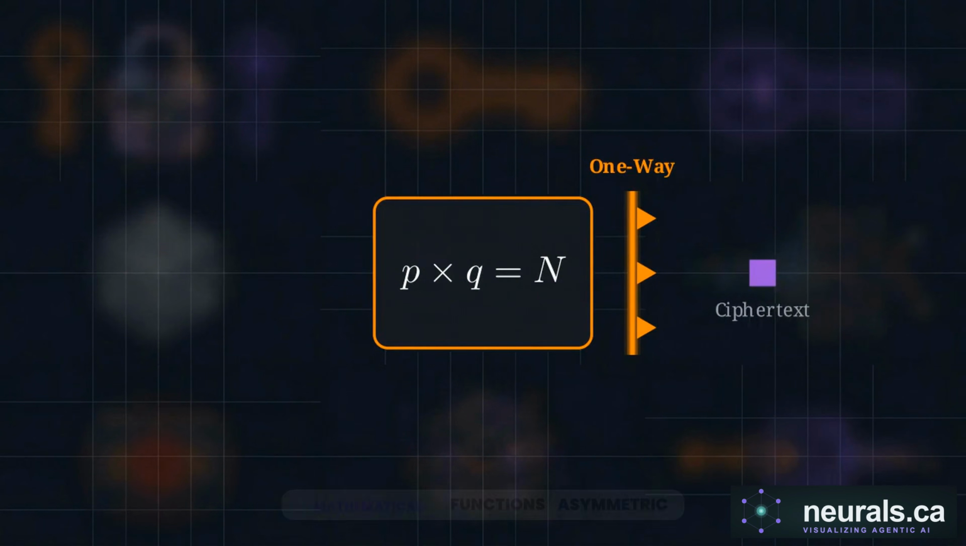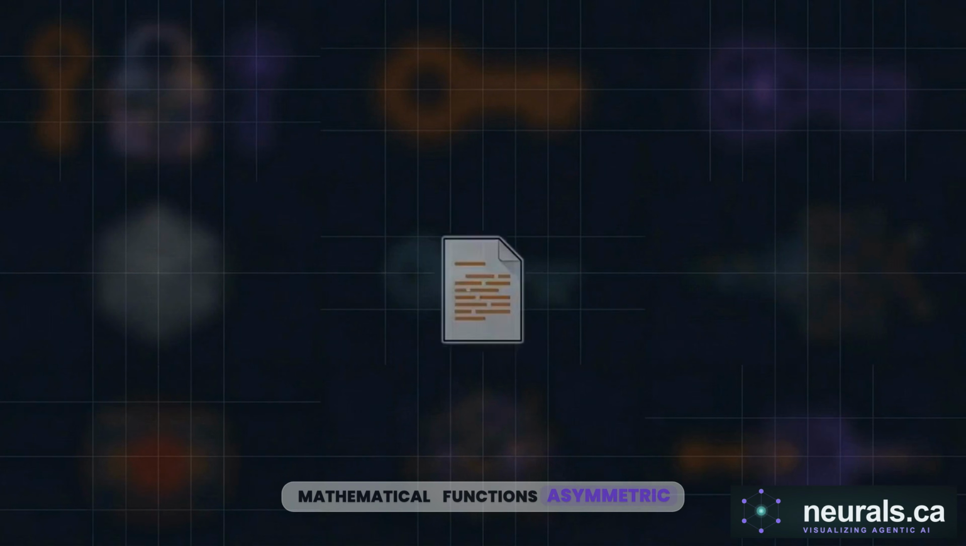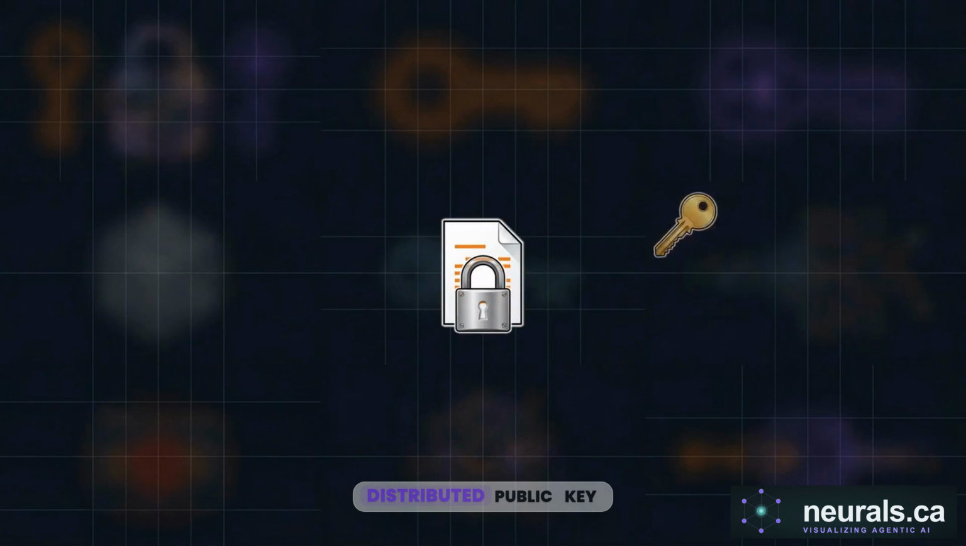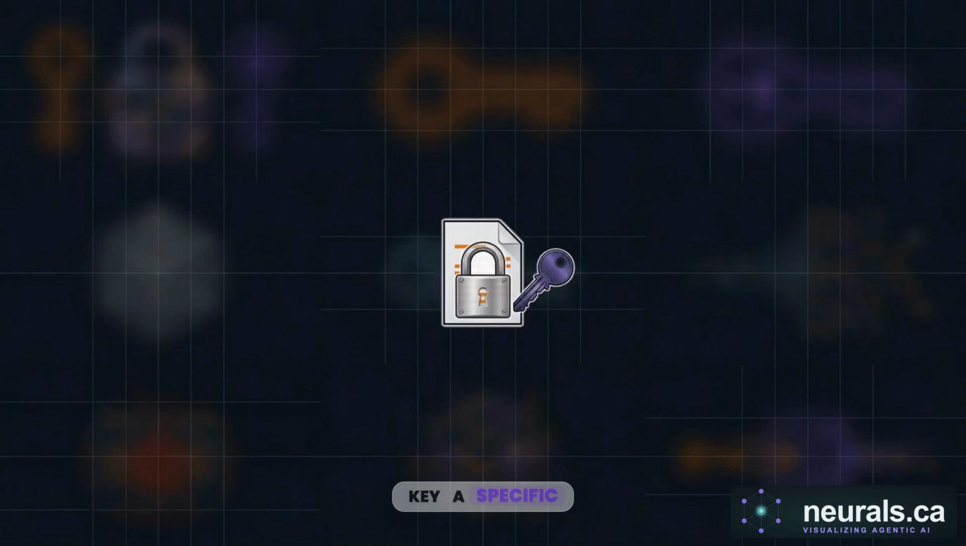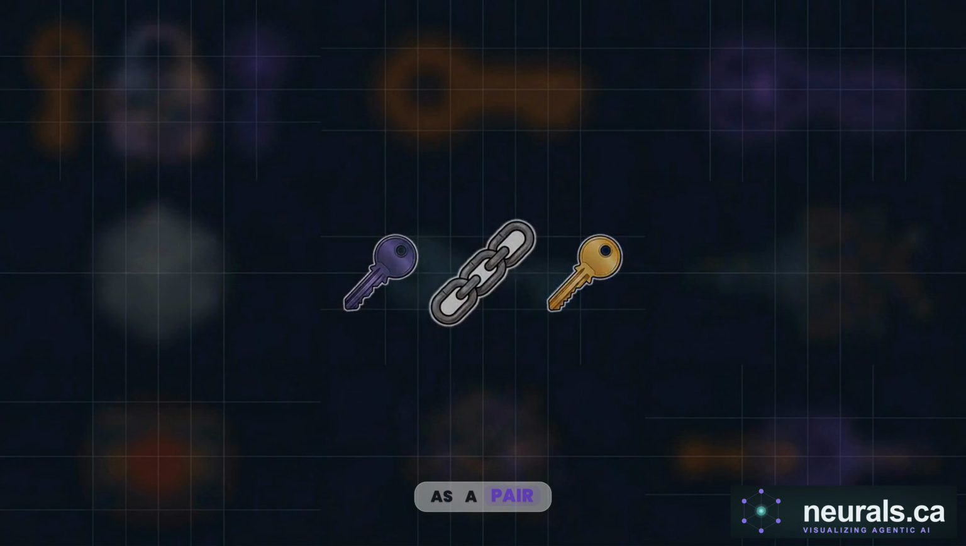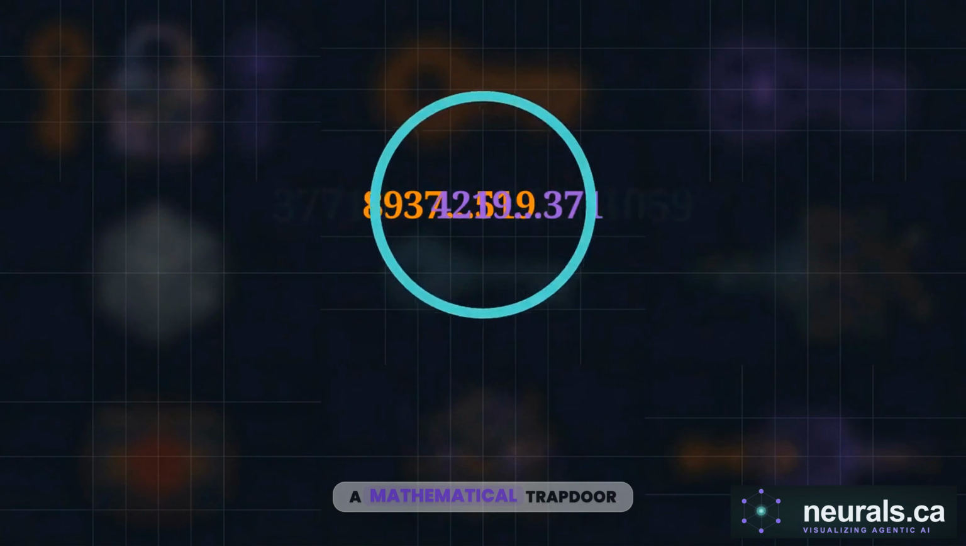This breakthrough shifted cryptography away from the physical risks of secret key handoffs and into the realm of one-way mathematical functions. Asymmetric encryption operates on a single rule. A message locked by a freely distributed public key can only be unlocked by a matching secret private key. A specific mathematical calculation links these two keys together, binding them as a pair. They function as a mathematical trapdoor.